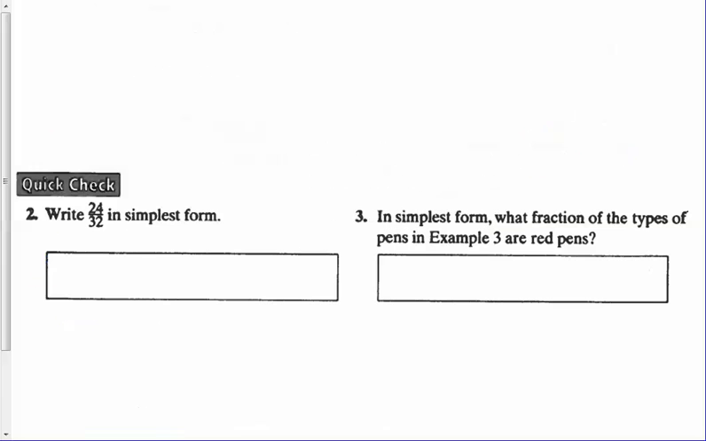So here's where you go ahead and check to see if you are understanding this. We'll follow up here in a second.